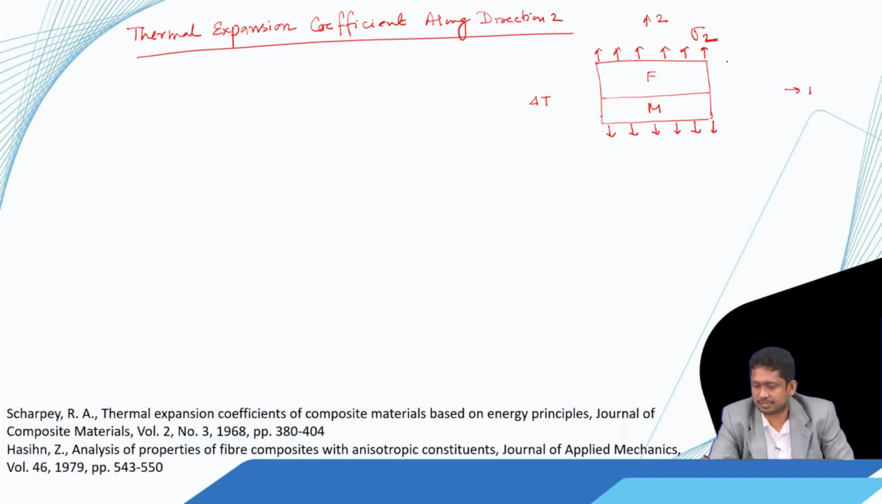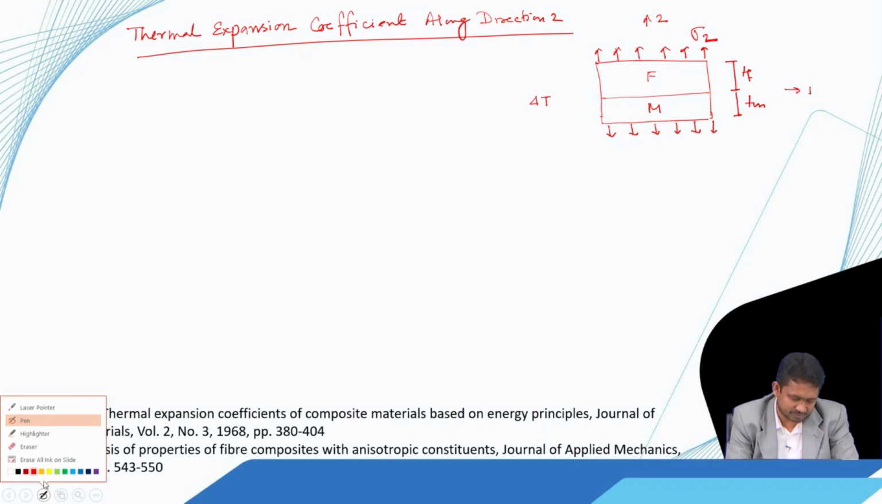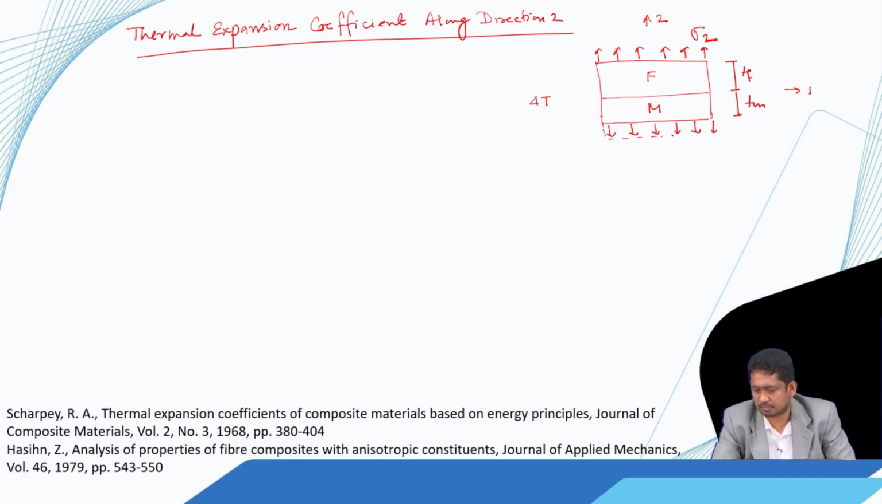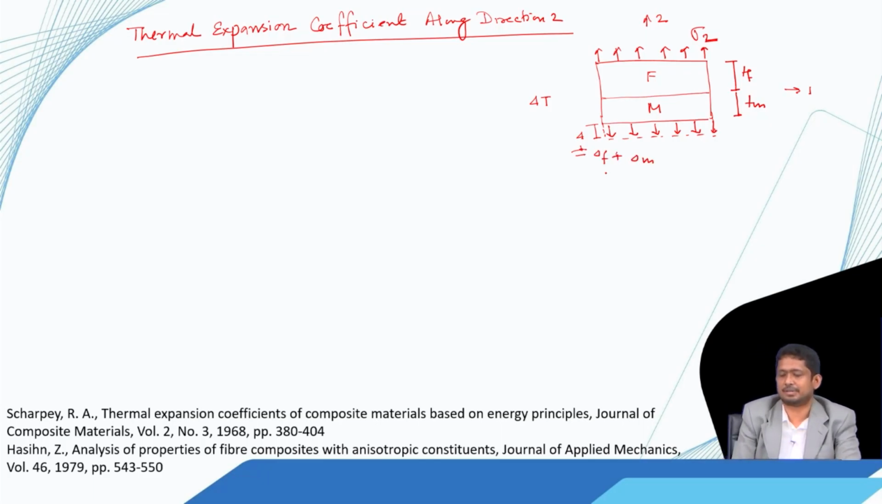If Tf is the dimension along direction 2 for the fiber and Tm is for the matrix, and it undergoes some expansion, then the final delta, that means expansion, is equal to delta F plus delta M. That means the change in the dimension of the fiber and the change in the dimension of the matrix along direction 2.